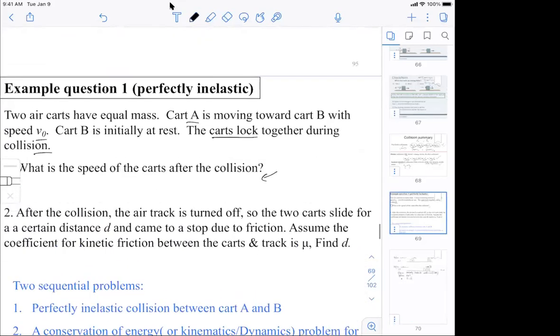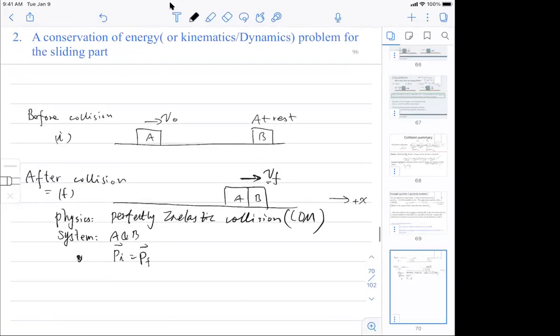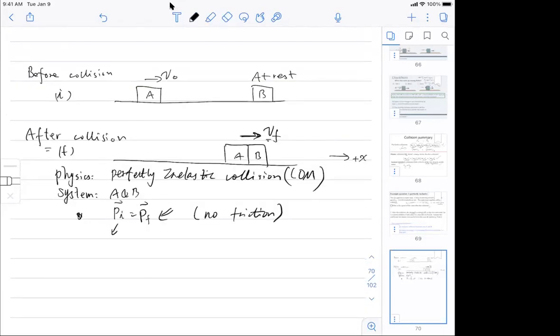I claim that because these are air carts, right? The air track is only turned off after collision. Before it, it's very smooth because there's air. So there's no friction and no external force, which means there's no momentum change, right? That's why I can use this equation. Momentum of A and B together initially is just mass of A times V naught of A. B is at rest, so it's 0 momentum, right?